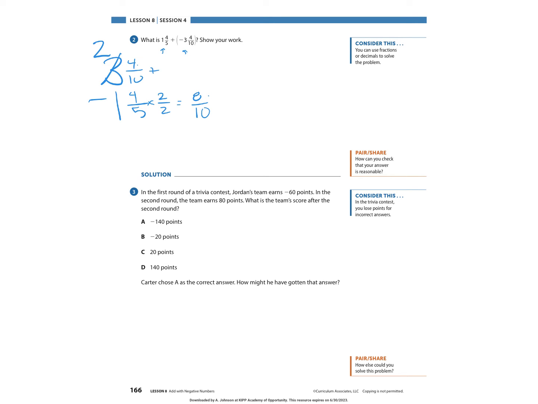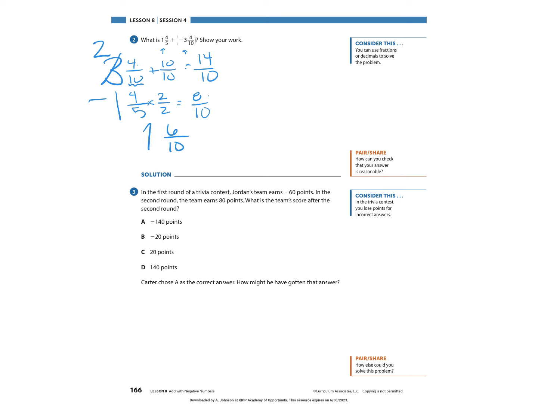I'm not going to add it as 1. I'm going to add it as a fraction. How do I know what goes in my fraction? I look at my denominator. I'm going to add it as 10 over 10. So now I have 14/10 minus 8/10, which is 6/10.